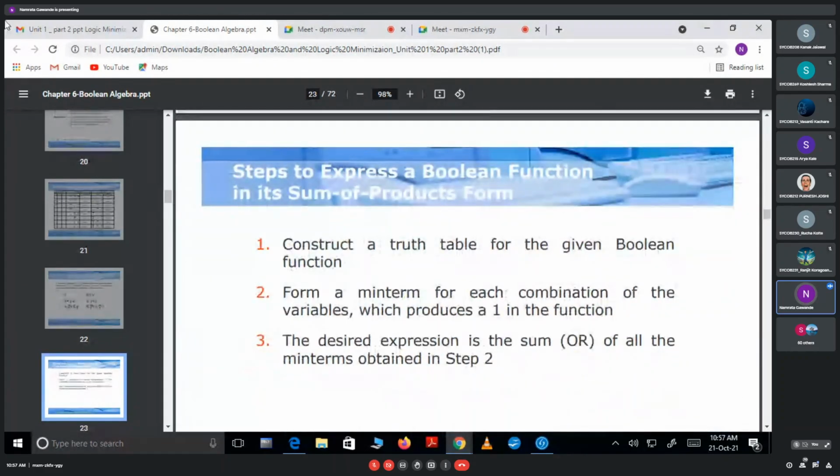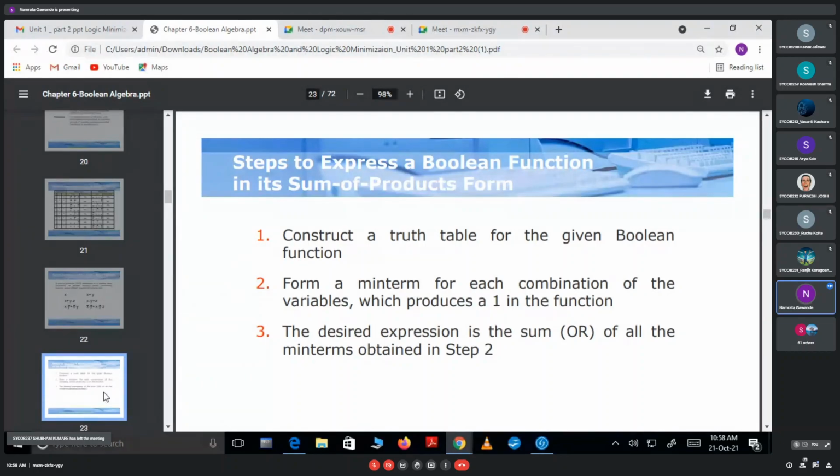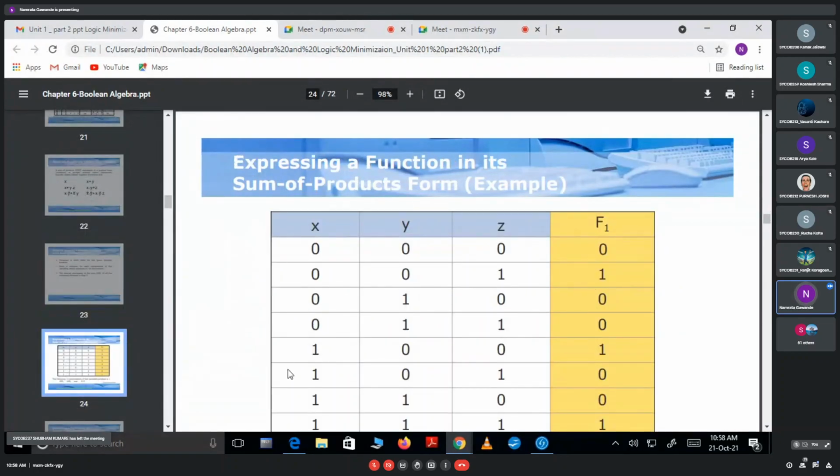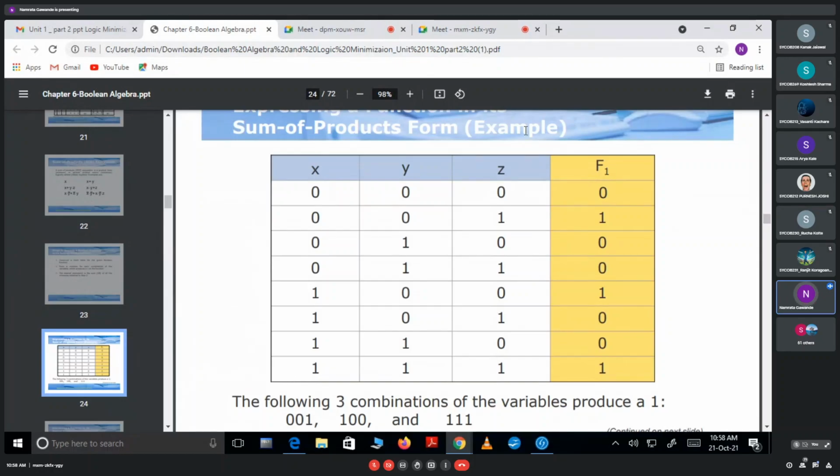You will understand in the next part. Steps to express the Boolean function in its sum of product form. Now how to express any particular Boolean function in the sum of product form? What will you do first? You have to construct the truth table for the given Boolean function. Then you form a min term for each combination of the variables which produces a 1 in the function. The desired expression is the sum, or OR, of all the min terms obtained in step 2. You will not understand anything from this, so I will go directly to the example. Expressing a function in the sum of product form.